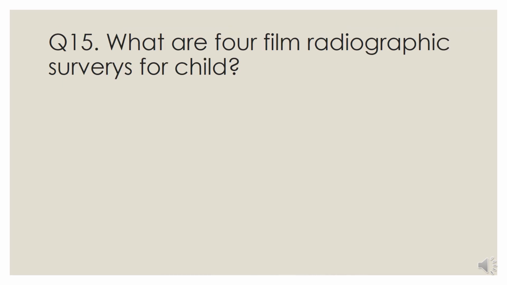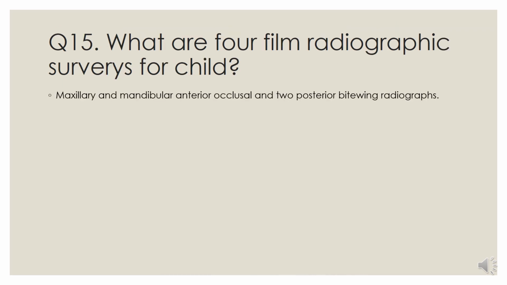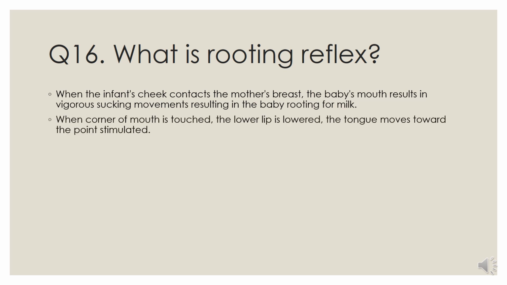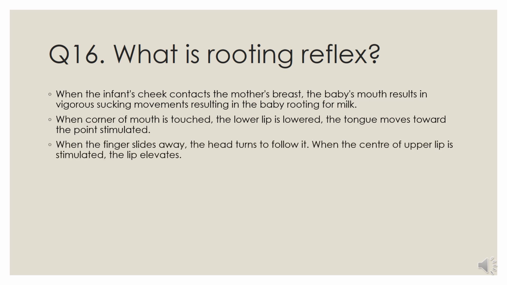What are 4 film radiographic surveys for child? Maxillary and mandibular anterior occlusal radiographs and 2 posterior bite-wing radiographs. 16. What is rooting reflex? When the infant's cheek contacts the mother's breast, the baby's mouth results in vigorous sucking movements resulting in the baby rooting for milk. When corner of the mouth is touched, the lower lip is lowered, the tongue moves towards the point stimulated. When the finger slides away, the head turns to follow it, and when the center of upper lip is stimulated, the lip elevates.